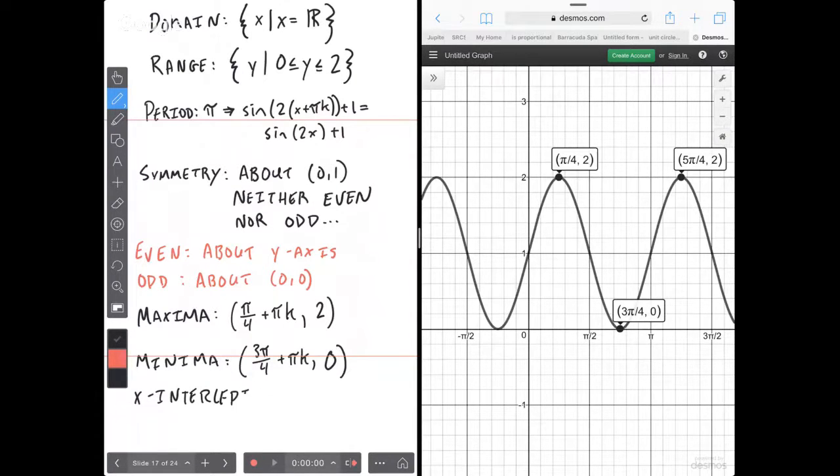The x-intercepts I'll do next because they're the same as the minima. 3 pi over 4 plus pi k, 0. The y-intercept is easy. That's at 0, 1.